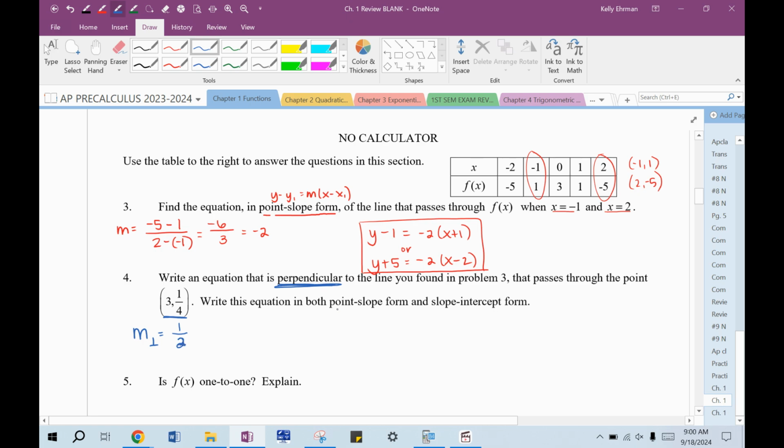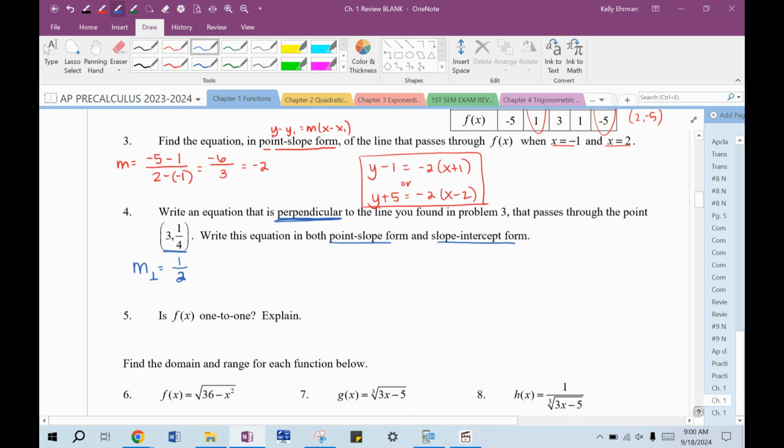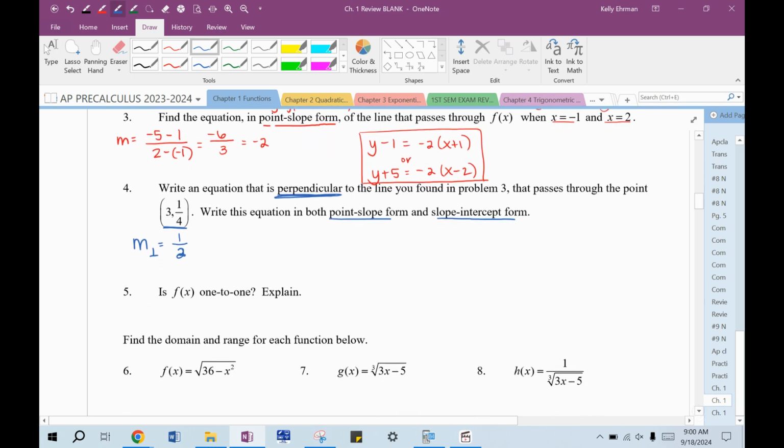All right, write this equation in both point slope form and slope intercept form. If you need more practice on this, go back to the quiz, the first quiz that we took. Point slope form is what you should start with. So there's only one choice for this. There's only one point. y minus 1/4 equals slope 1/2 times x minus 3. So this is point slope form.